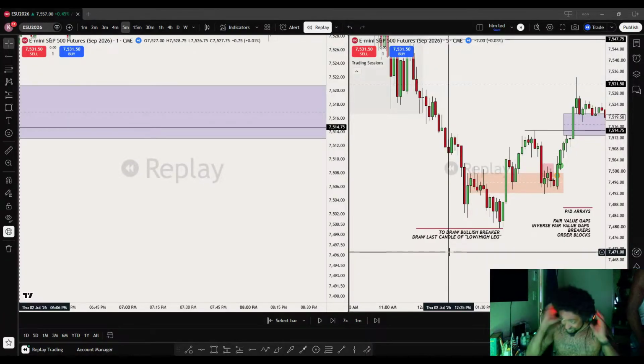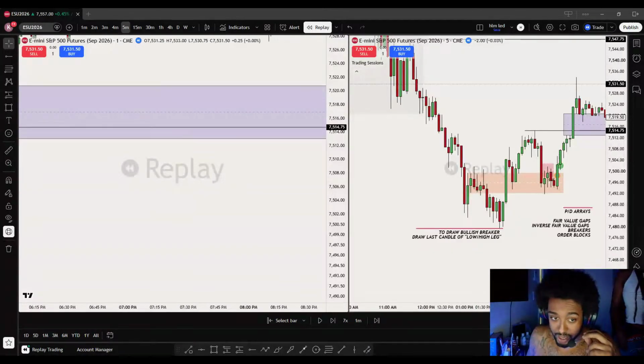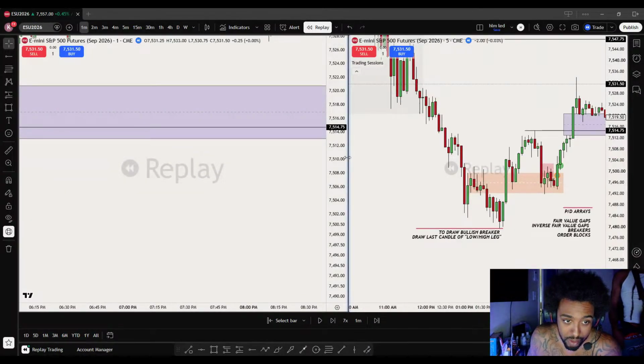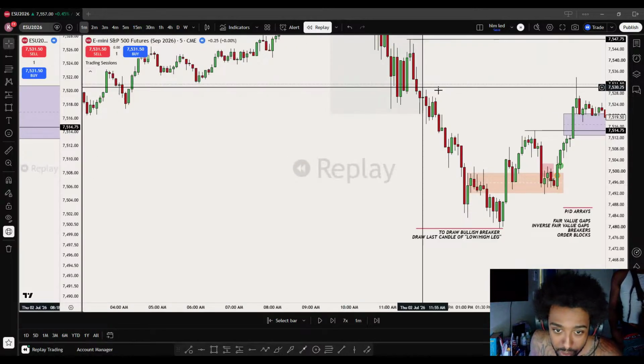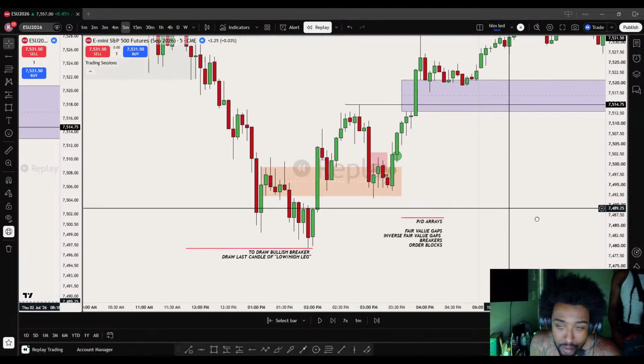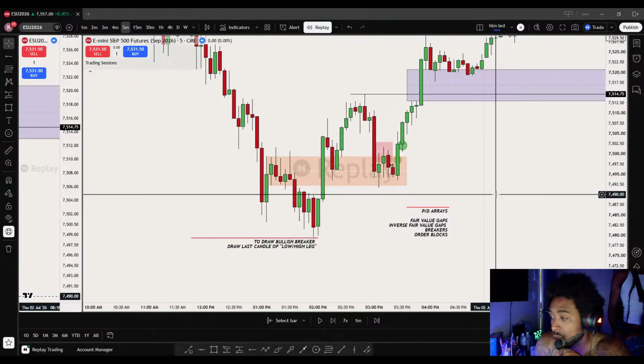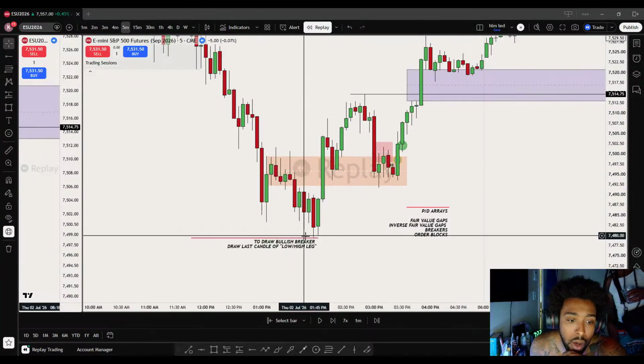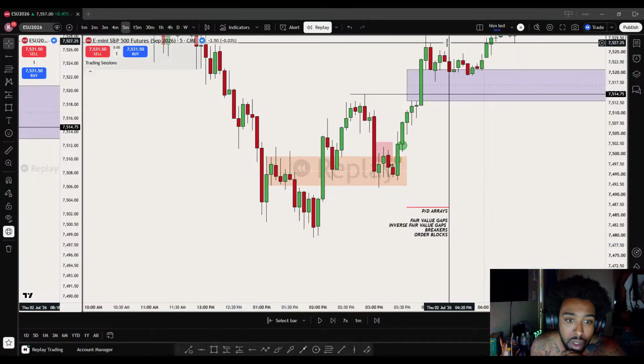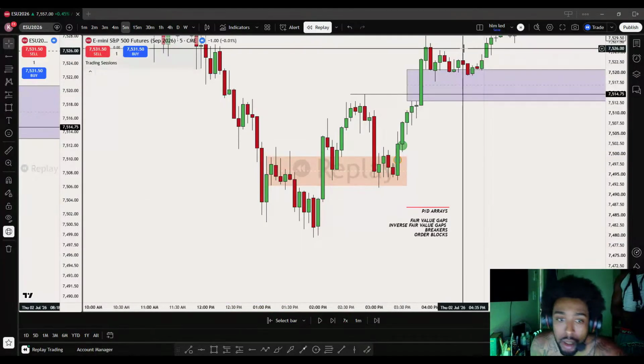I'll make this nice and quick. It's an order block literally right in that zone, right? So quick question: does anybody see the order block? I'm going to delete all this right quick. He said the red one. The red what? The red one.